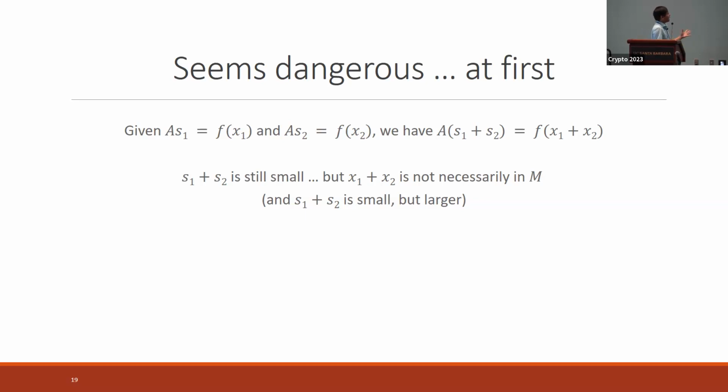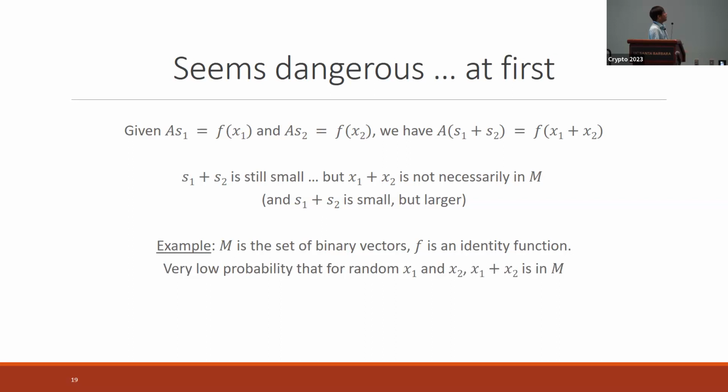So to instantiate that, we focus on a very simple instantiation. So F is an identity function. So basically nothing happens, but M is the set of binary vectors. So now, if I get a random binary vector X1 and a random binary vector X2, then if I sum them, with low probability the sum is also a binary vector. And sure, from the cryptanalysis point of view, one can try to find a short linear combination for which the resulting X star will be a binary vector. But then if I look at the corresponding pre-image, it may have large norm.